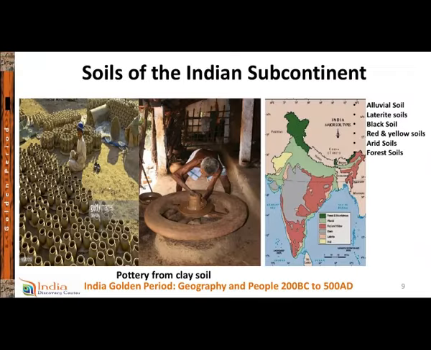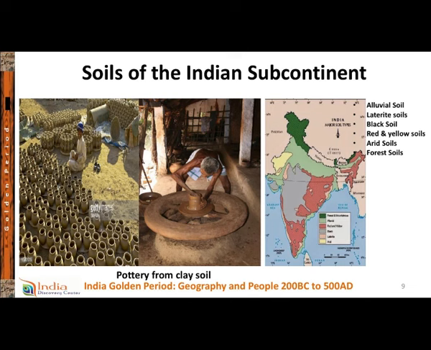Soils of the Indian subcontinent. I just put two, one, the pottery. So when everyone talks about pottery, the different colors of pottery, it depends on where the soils come from. A lot of this soil actually comes from the rivers because it's really softened and it's easy to pull together this clay.